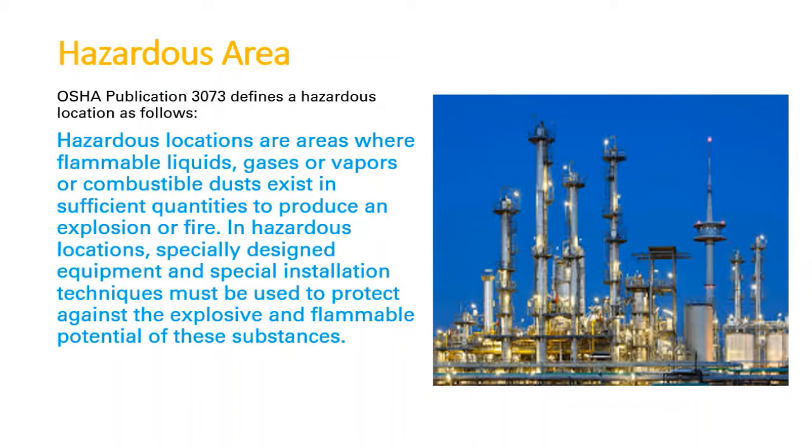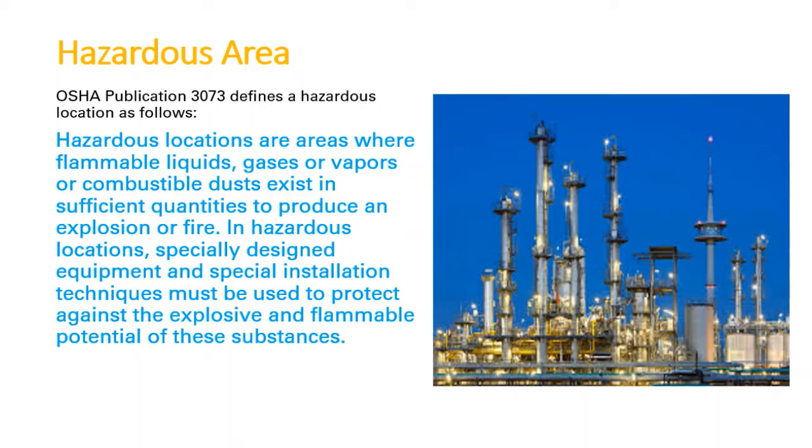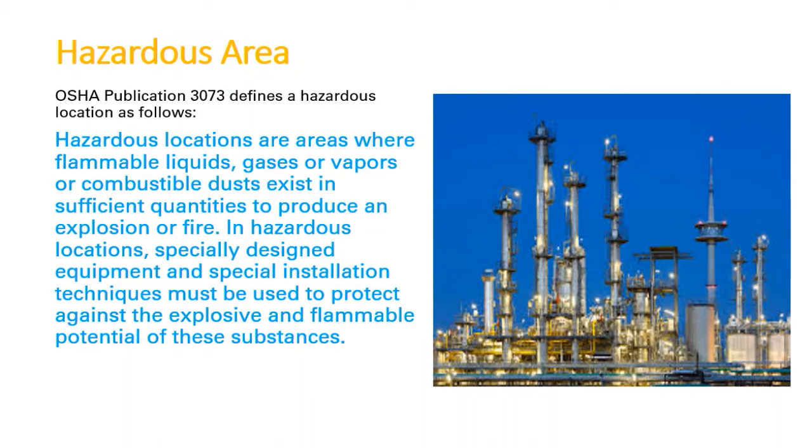So hazardous area is basically the area where the presence of flammable liquid, gas, vapor or dusts may cause explosion or fire, and the electrical equipment that is installed in this area should be specially designed to reduce the chance of fire or explosion in the hazardous area.